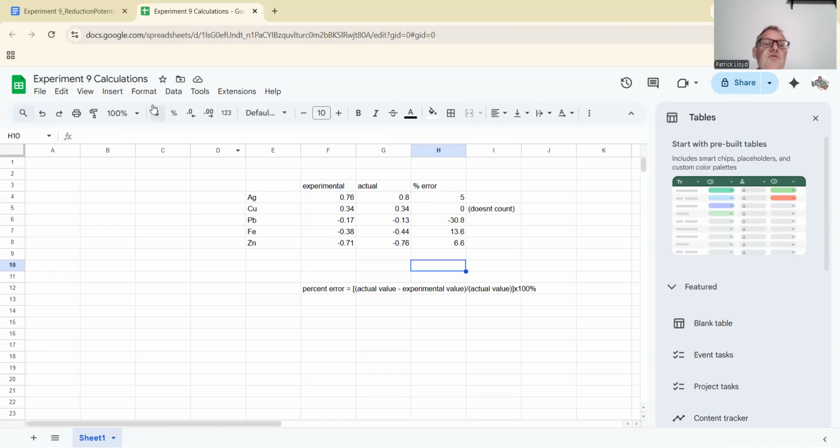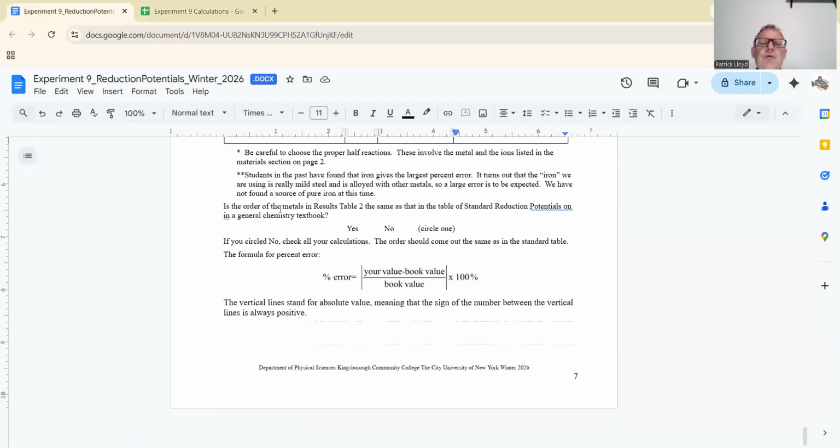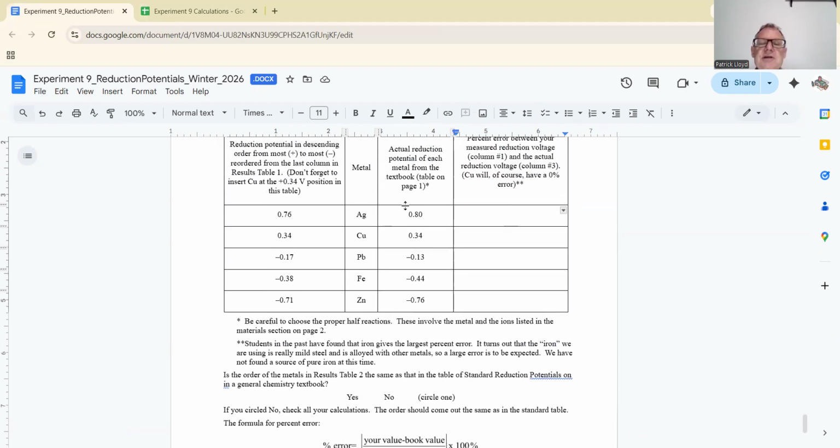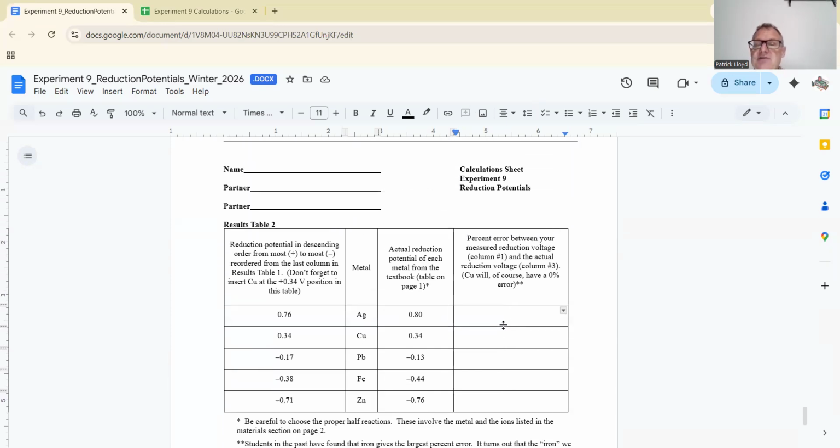Okay. Now there's one question in here, which is: is the order of the metals that you got the same order as what you get in the textbook? So let's see. These are the textbook values. These are your values. So if you look at it, we're going silver and then copper, then lead, then iron, then zinc. That's the order of the numbers from increasing to decreasing. And that's exactly the same order that we got here for the book values. So for this data, the answer would be yes. Okay. And then that's pretty much it. That gives you all the values.